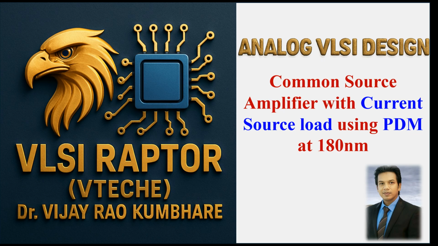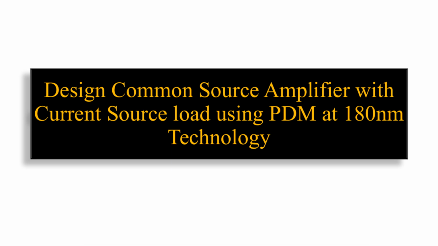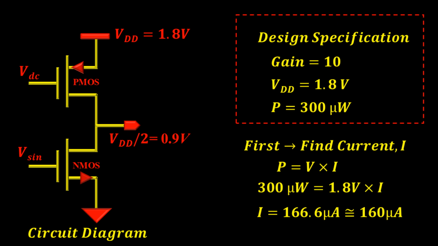This is Dr. Vijay. Today we will learn common source amplifier with current source load using potential division method at 180 nanometer. The designed amplifier must satisfy the design specification as gain equal to 10 dB and the power of 300 microwatt. Here VDD is 1.8 volt. So using simple power equation P equal to V into I, it is very easy to calculate current as 166.6 microampere.